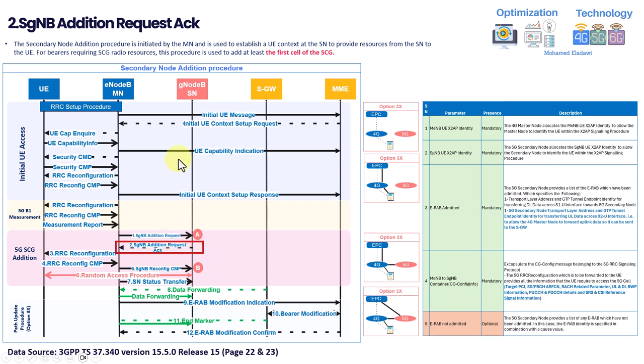The gNB would like the eNB to forward this information later to the user to start accessing this particular cell, and this can be delivered through the RRC configuration message, which will contain the exact same information. And the last one here: in case a particular E-RAB is not admitted, the 5G node will send it in E-RAB not admitted. Usually you will not find this part.